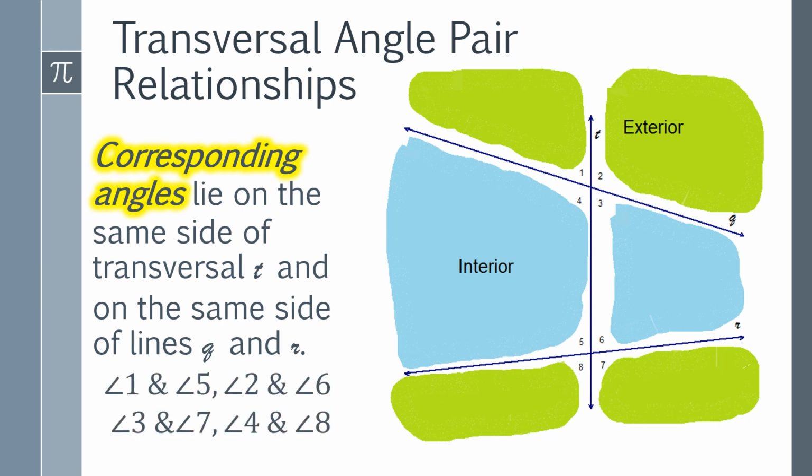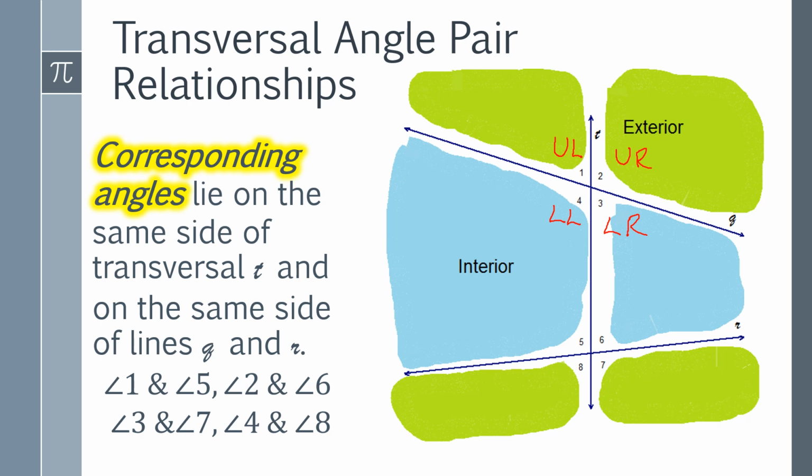Okay, so let's talk about corresponding angles. Corresponding angles basically lie on the same side of the transversal and on the same side of lines Q and R. Let me explain this a little more in depth. So if you look here, if I have a group of 4 angles here, right? And this angle is in the upper left, and this angle is in the upper right, and this one is in the lower left, and this one is in the lower right.